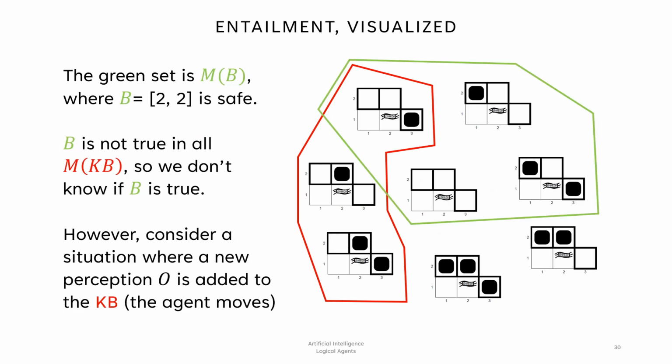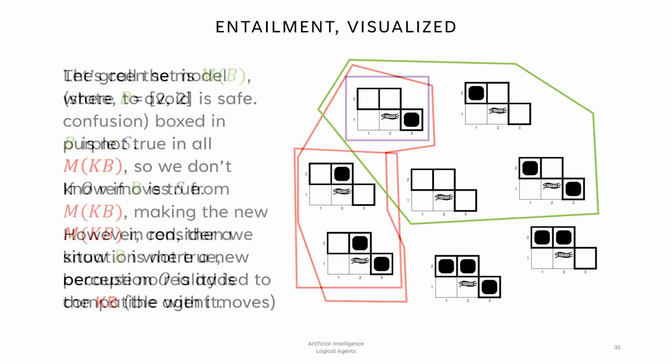See you there. Now this is a different sentence, B. The sentence B says that the state 2, 2 is safe. B is not true in all models of the knowledge base, so B is not true in every reality that we know of. B could be true, but it also might not be. So we don't say that the knowledge base entails B. But let's consider a case where a new perception, O, changes the knowledge base. Let's say the agent moves, and so it discovers something else about the world. In that case, we have one of two options.